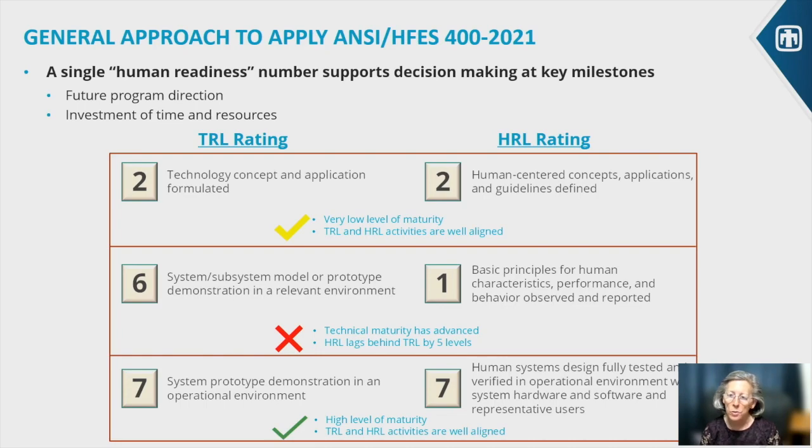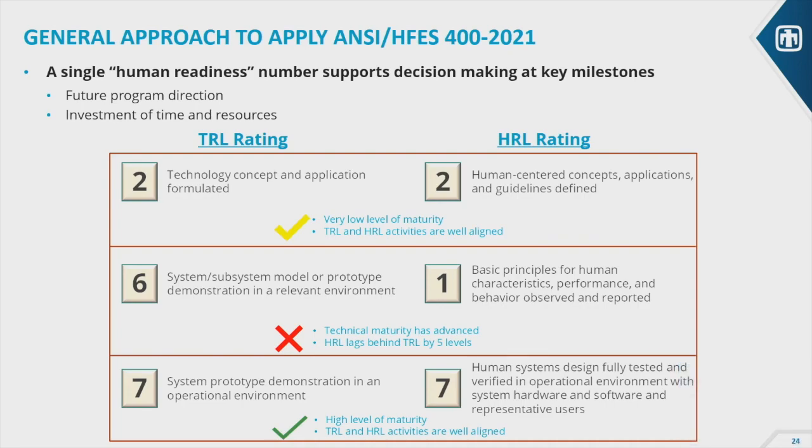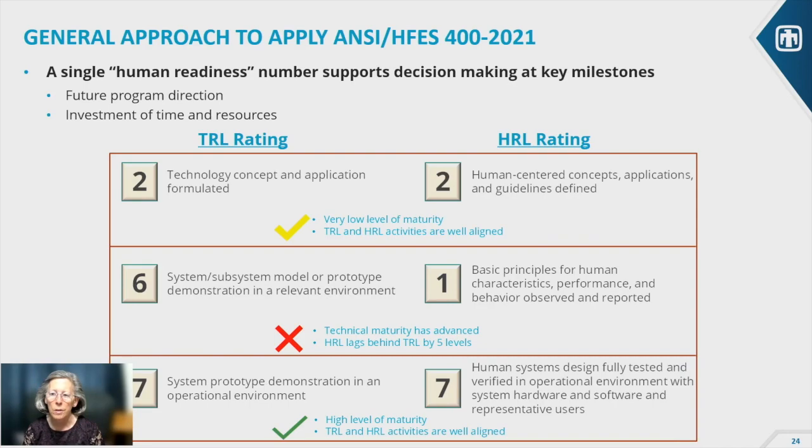The second example shows TRL of 6 and HRL of 1, and that's bad news because technical maturity has advanced to a very high level, but we're still at the most basic level for human readiness. So what that says is we have something that's technically mature, but people may not be able to use it at all. It may need a lot of training. And so this indicates to the decision maker, hey, we need to invest some resources, some time, or something to get the HRL in line with the TRL, or we're going to have big problems on fielding.